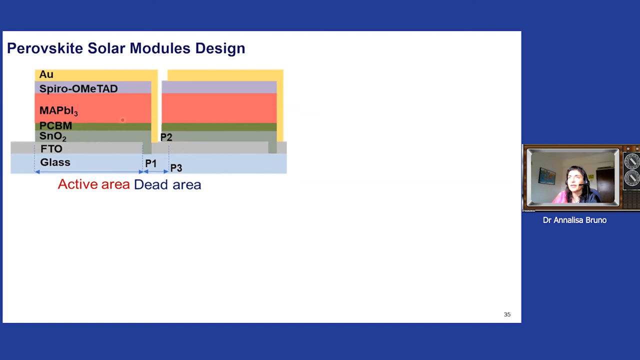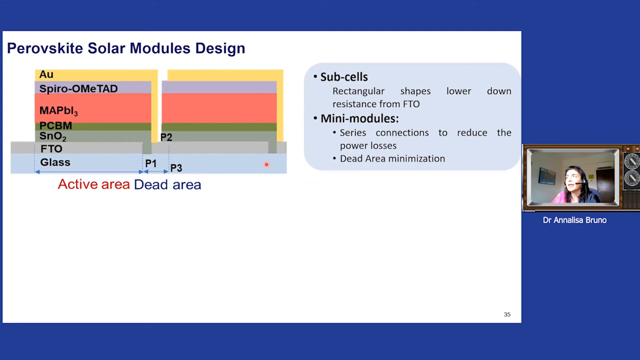So you have a series connected solar cell. But in reality, you have subcells of rectangular shapes that allow you to lower the resistance of your background. It's FTO, and the mini modules, of course, are series connected to reduce the power loss.